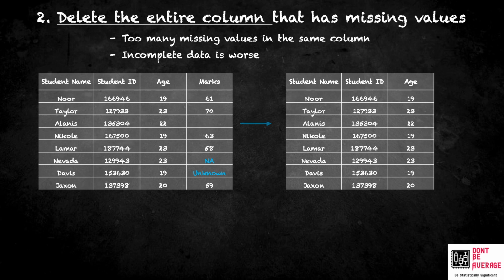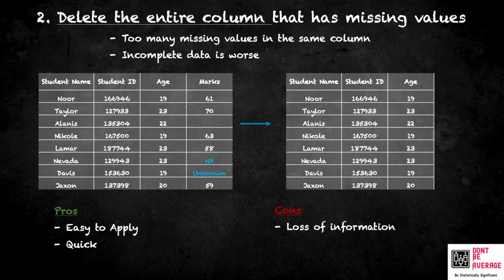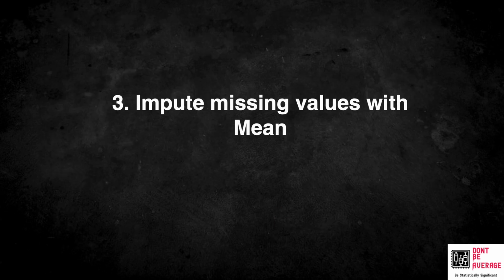It is only recommended for quick and dirty analysis and where you cannot spend a lot of time in missing value handling or any sort of data issue handling. I just want to jump into the results, and it's very easy to apply. It is very quick, and again at the same time we are losing a lot of information if we are removing the whole column, and in case that column was very relevant to the analysis, we are losing out on that. The third method is imputing missing values with mean.